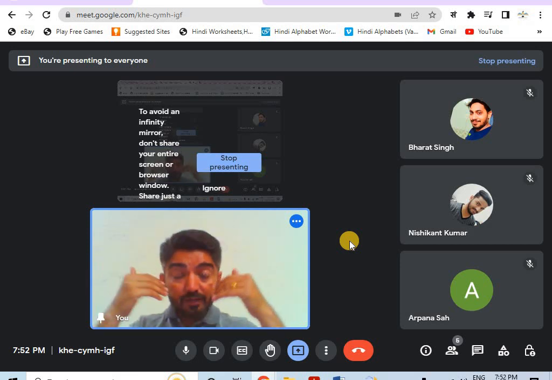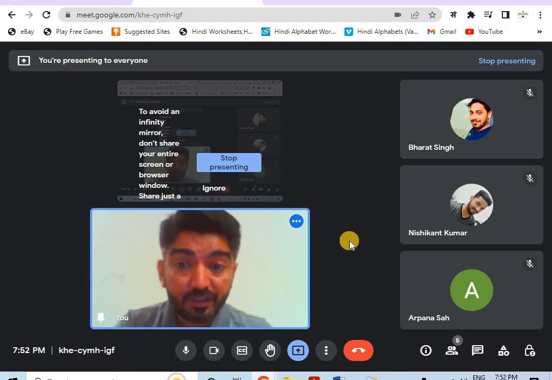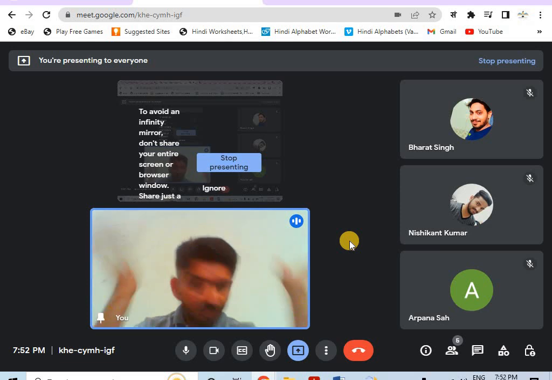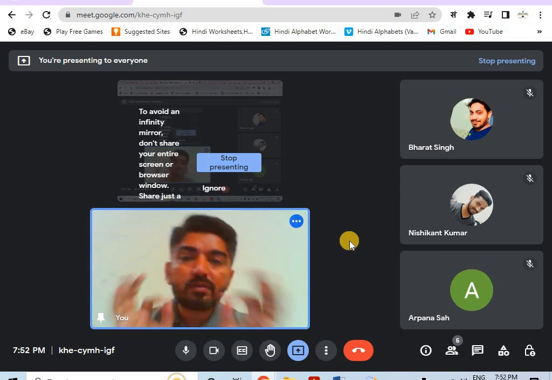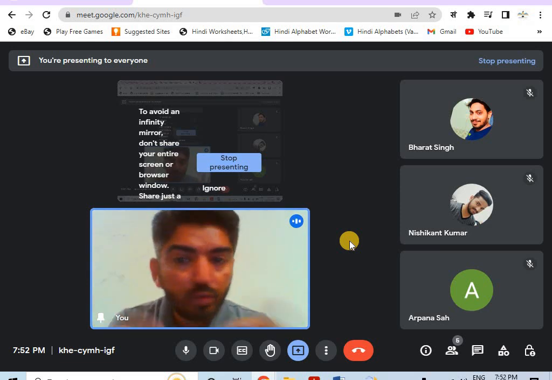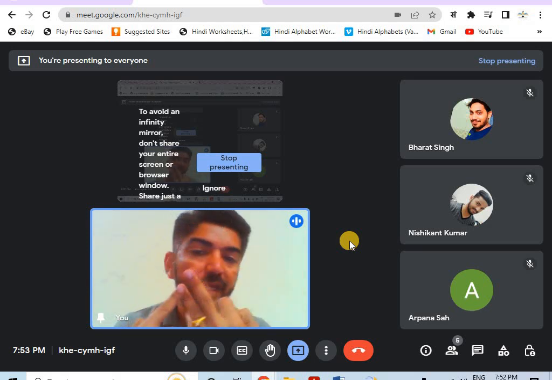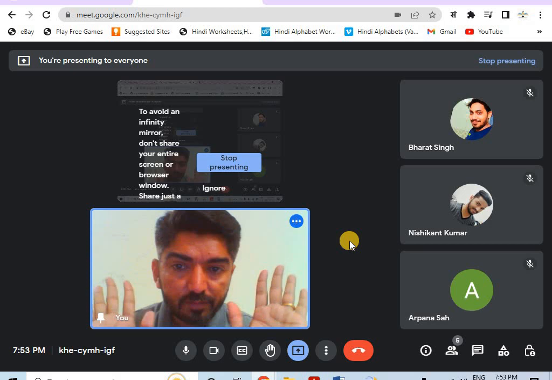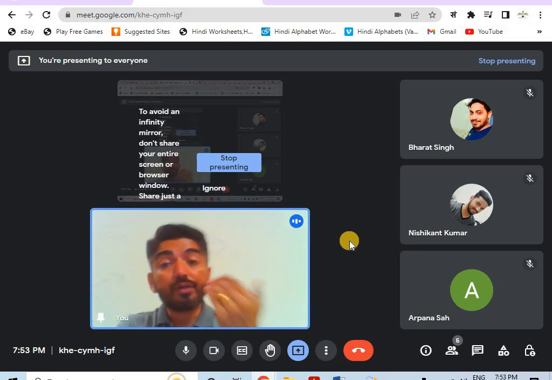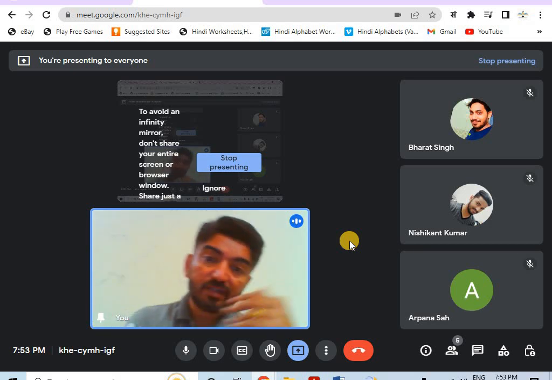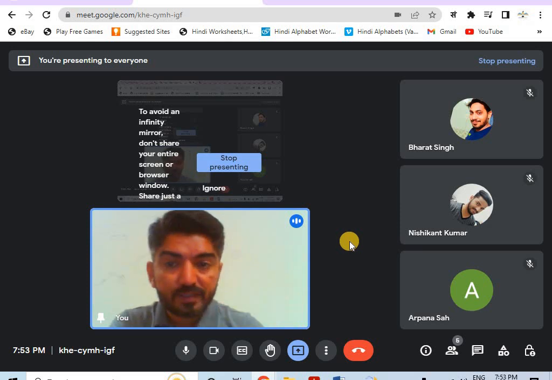Now, we are learning Guna Sandhi. Whichever vowels you join, the answer must be Guna, meaning any one of these three: A, E or O. Done? Now, which vowels are we going to join so that the answer can be A, E or O? Let us understand.